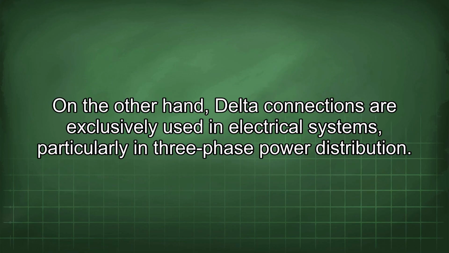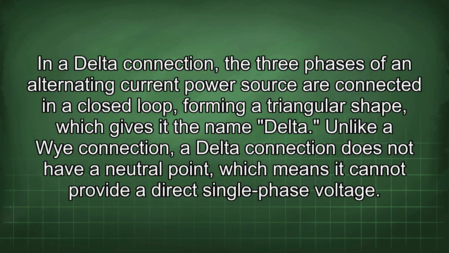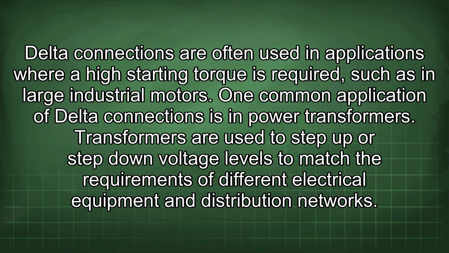On the other hand, delta connections are exclusively used in electrical systems, particularly in three-phase power distribution. In a delta connection, the three phases of an alternating current power source are connected in a closed loop, forming a triangular shape, which gives it the name delta. Unlike a Y connection, a delta connection does not have a neutral point, which means it cannot provide a direct single-phase voltage. Delta connections are often used in applications where a high starting torque is required, such as in large industrial motors.